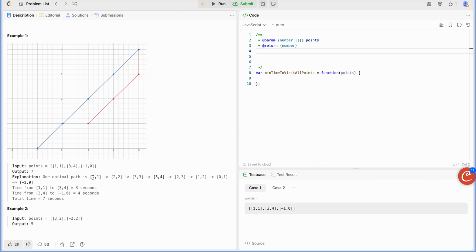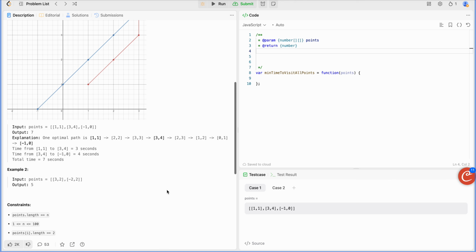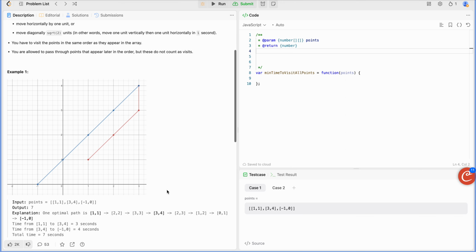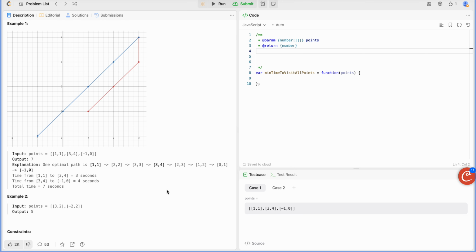One optimal path is from 1 1 to 2 2 to 3 3 to 3 4, and from 3 4 to 2 3 to 1 2 to 0 1 to minus 1 0. Okay, got it. So time from 1 1 to 3 4 is 1 2 3 seconds, right? And here it is 1 2 3 4 seconds, so the total is 7 seconds. Okay, got it. So how can I find the least maximum path? That is the question.